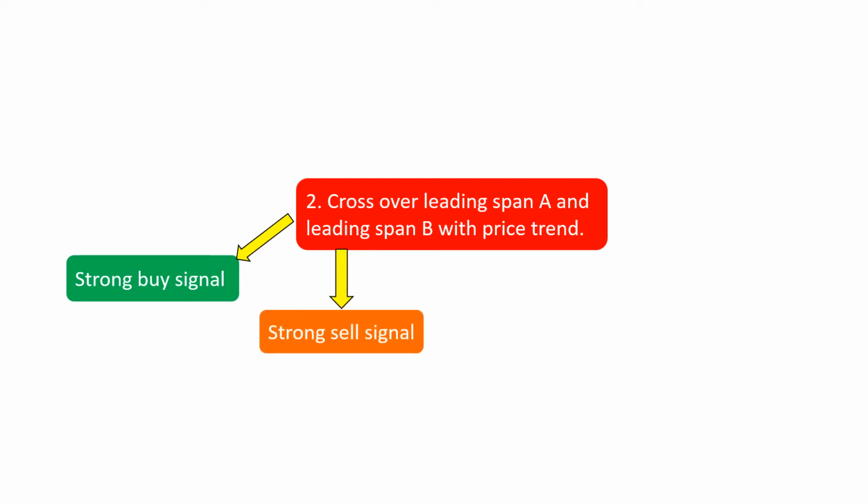The second method of trading strategy uses the crossover of leading span A and leading span B with the price trend. When leading span A crosses above leading span B and the price trend is positioned above the Kumo cloud, it produces a strong buy signal. When leading span A crosses below leading span B and the price trend is positioned below the Kumo cloud, it generates a strong sell signal.